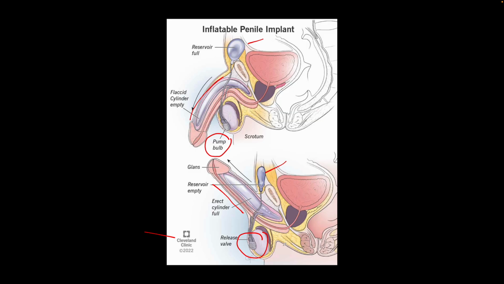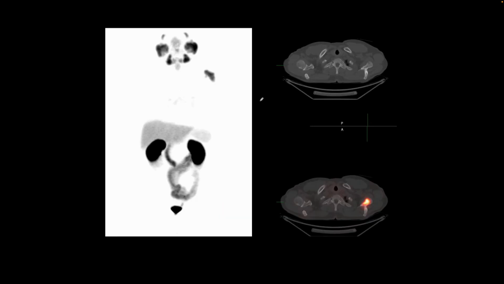So those are the parts of the inflatable penile implant that we evaluate on imaging to look for whether they have displaced from their normal location or if there is any break in the tubings or catheters that are a part of the implant. This is our next patient, and we will start by first looking at the rotating PSMA PET image.